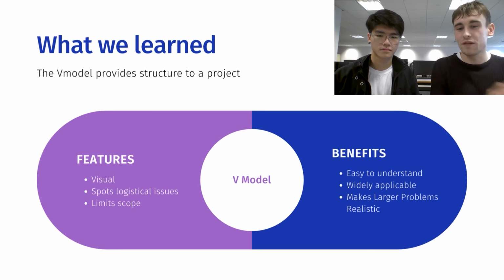So what did we learn from this project? Well, we learned that the V model is very easy to understand because it's very visual. Everyone involved knows what steps need to be taken. And we also learned that it limits scope. So large projects are easier to manage because of the step-by-step structure.